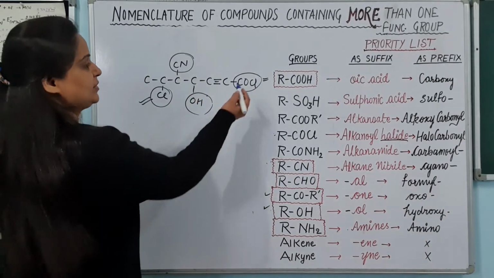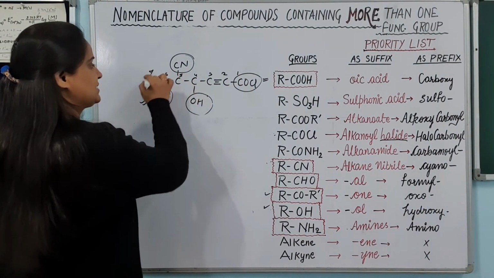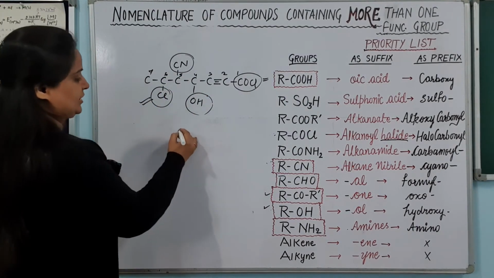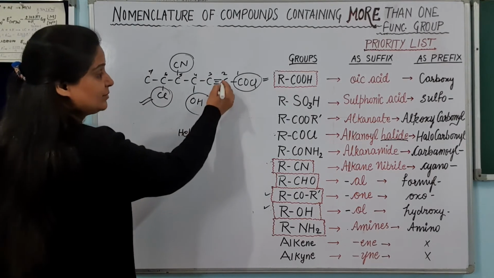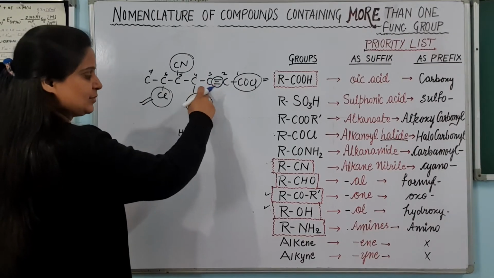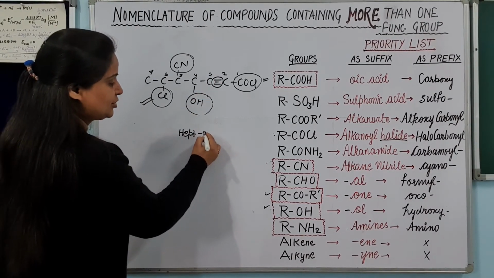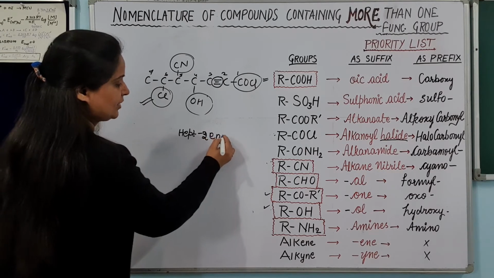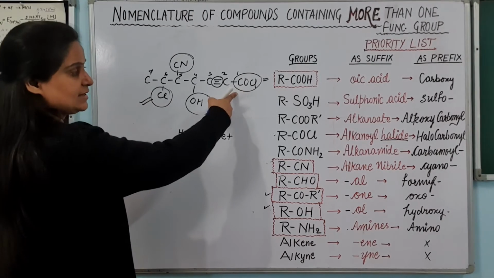So let's start naming the compound. 1, 2, 3, 4, 5, 6 and 7. 7 means heptane. This is hept. Can I write en? Yes, because this has to be mentioned. At the second position there is a triple bond. So hept, 3 or 2, not 3. Hept-2-yne. Okay. Now what is left? We have to add the functional group, that is COCl.